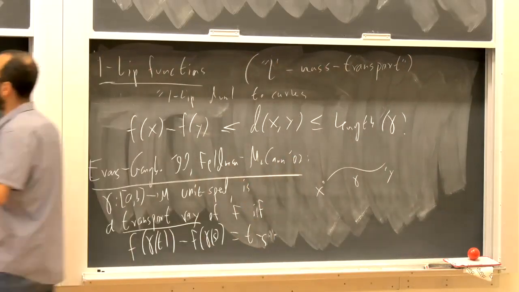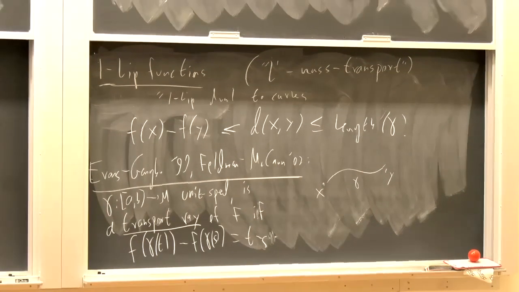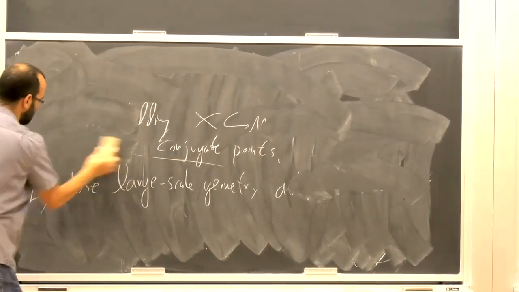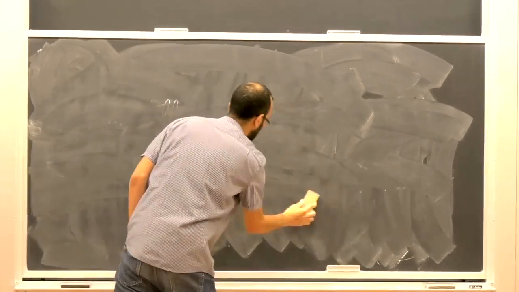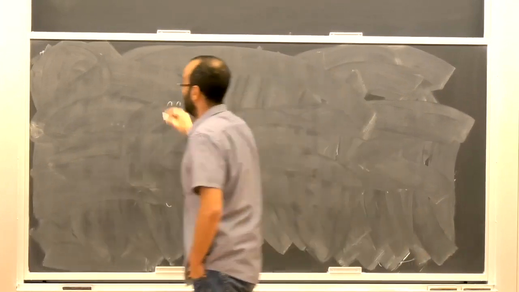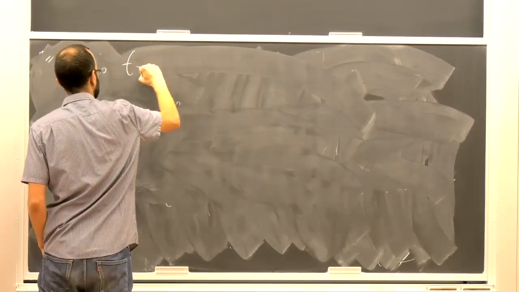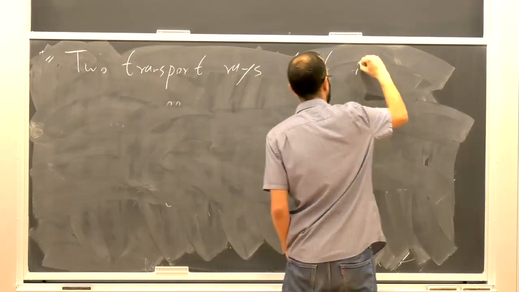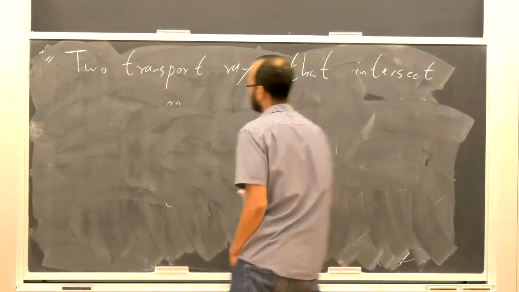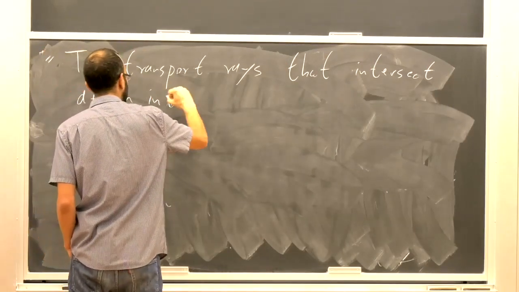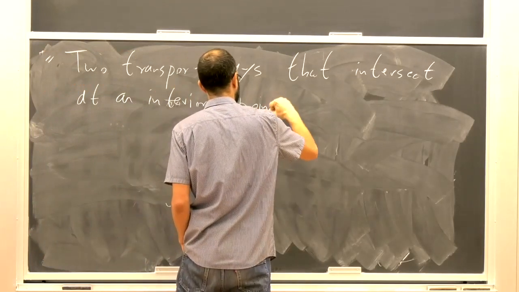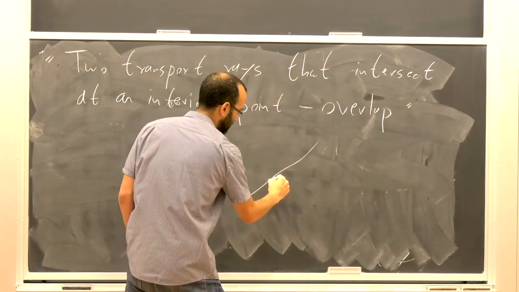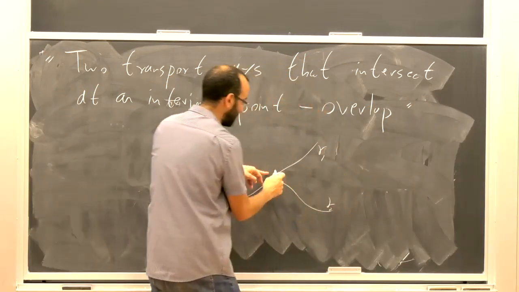And one of the things that I learned from this paper is that if you have two transport rays that intersect at an interior point, they have to coincide, or overlap, it's more accurate to say. So you cannot have a picture like this. If this is a transport curve and that one is a transport curve, that's impossible, because it's an interior point of one of them.